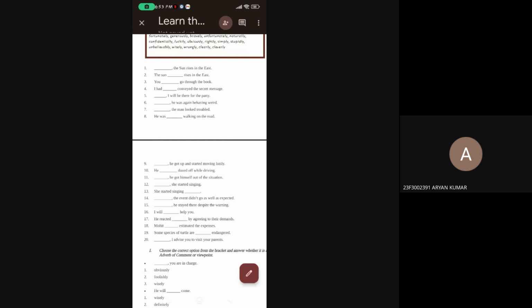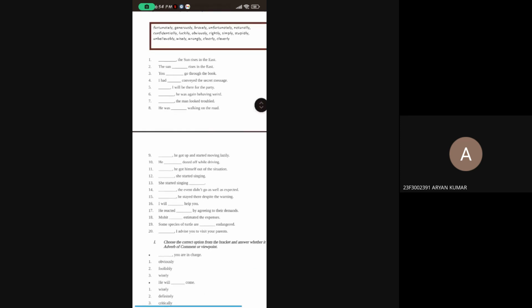We did not use generously, but one place where generously can be used is the 16th one. We used I will dash help you. I think we used clearly or something, but you can use generously in that place also. Okay, so I will generously help you. I don't think generously can be used anywhere else. Or even the 18th one, Mohit generously estimated the expenses, meaning that he overestimated. That could be the meaning. Okay.